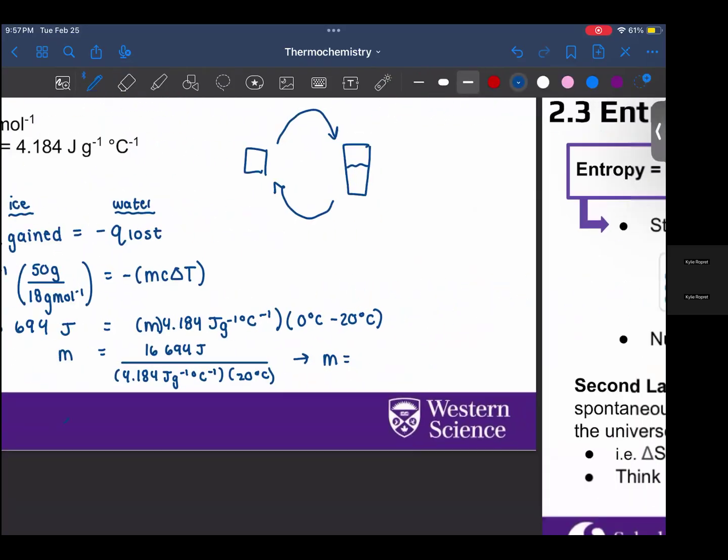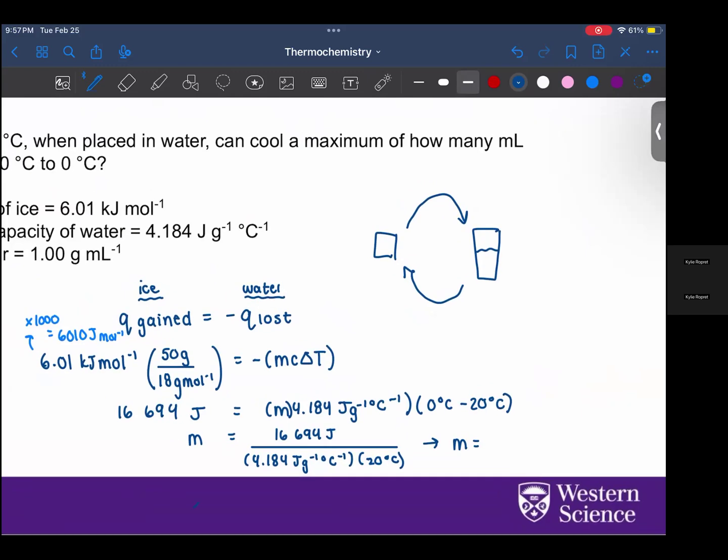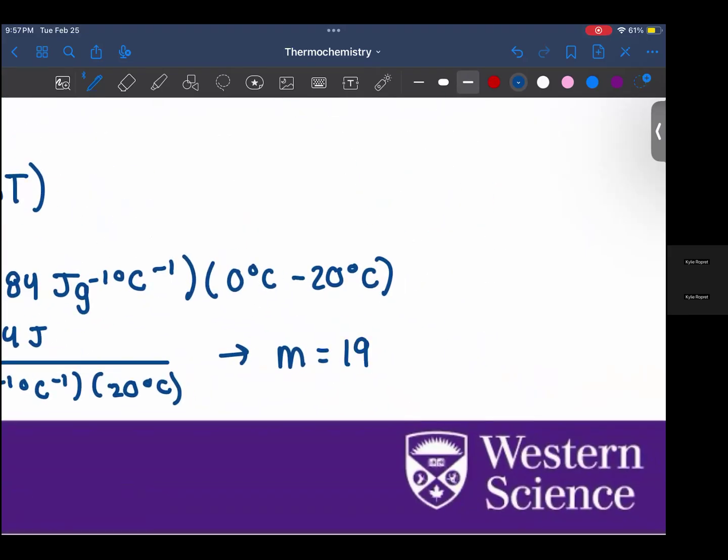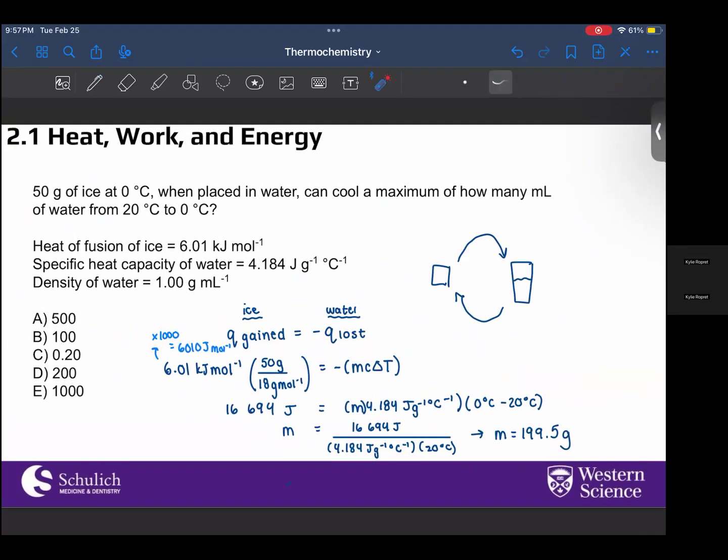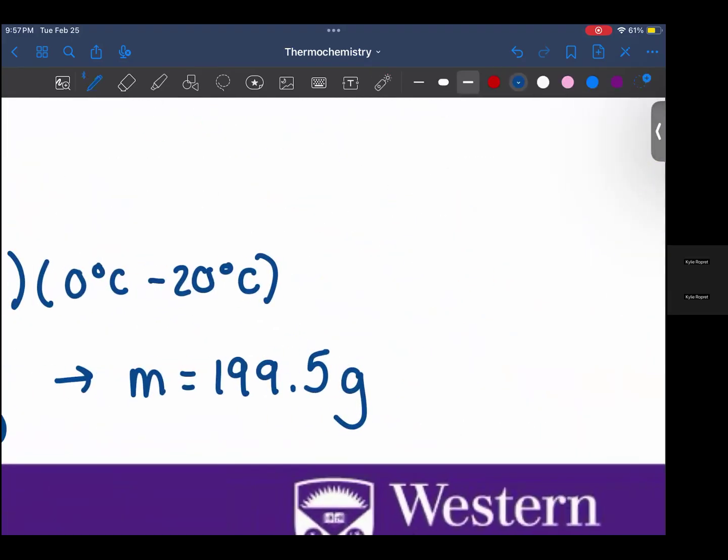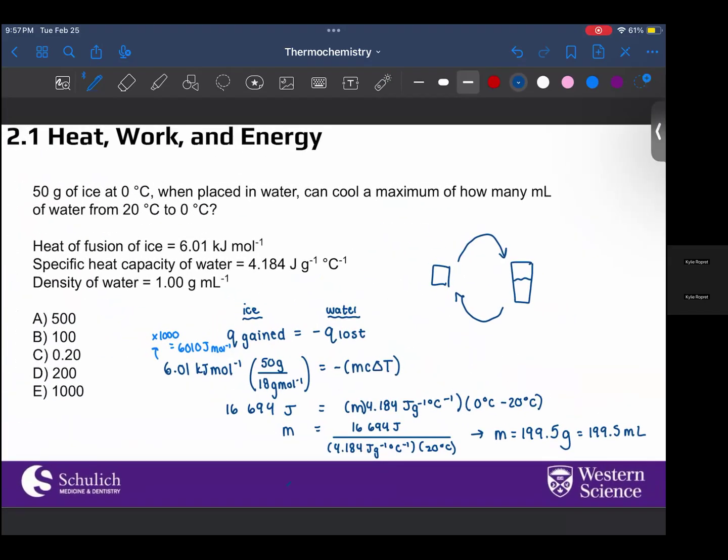And so as a mass, we get 199.5 grams, and then we know that the density of water is 1 gram per milliliter, so with water, if we have 199.5 grams, we also have 199.5 milliliters. That is pretty close, rounds up to 200, so our answer is D.